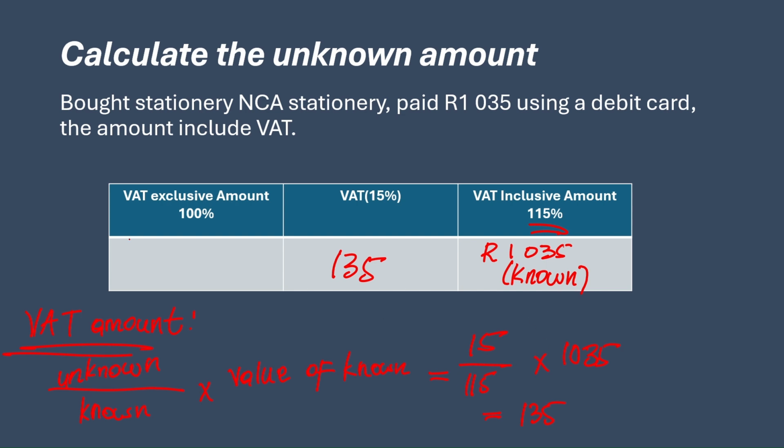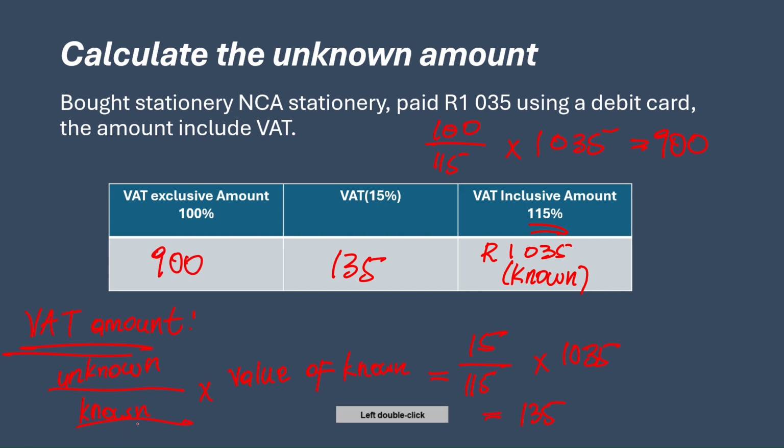Then now, if we look for the VAT exclusive amount, we have the unknown divided by the known times the value, right? The unknown is 100%, so you have 100 divided by the known, which is the inclusive, which is 115. Then you multiply it by the known item, which is 1,035. And when we multiply it, we get a value of 900. Then the VAT exclusive amount would be 900.